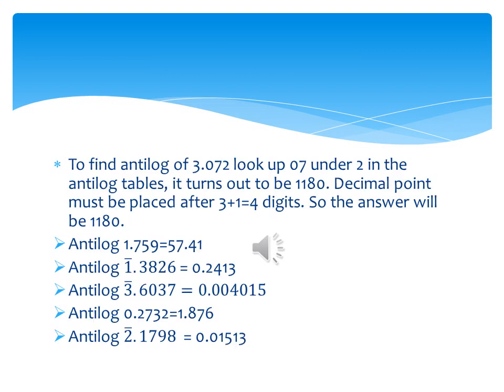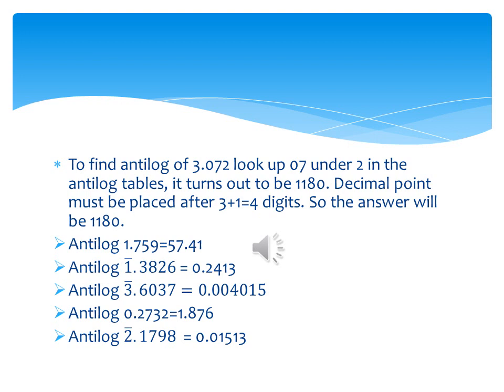How to find the antilog of a given number using the tables. To find the antilog of 3.072, don't look at the 3. Only look for 07 under 2 in the antilog table. The value is 1180. Since we have 3 point, after 4 digits we should put the decimal point, so it becomes 1180 point.